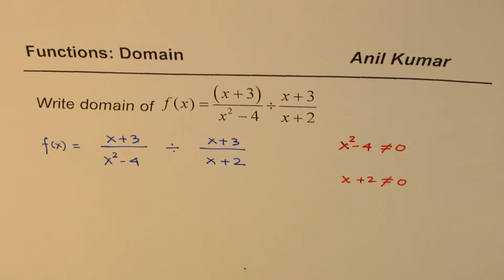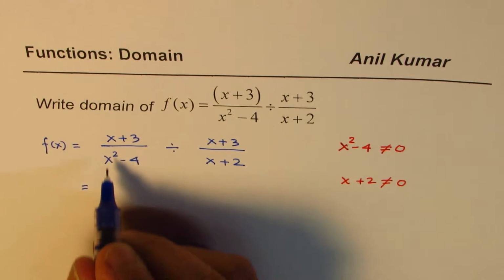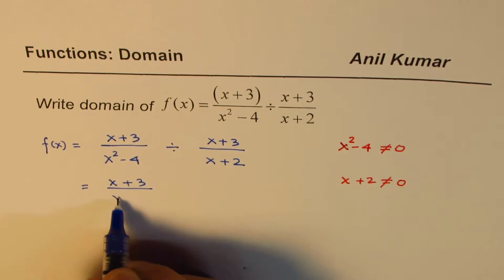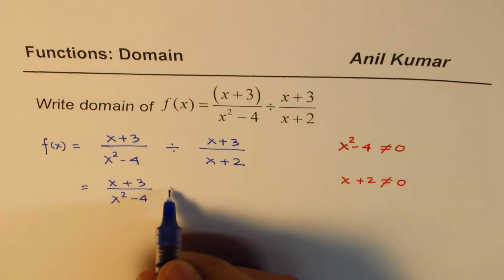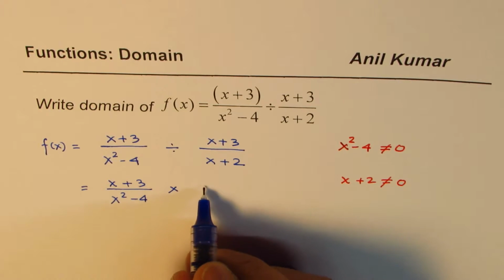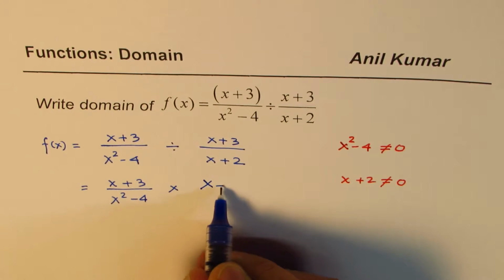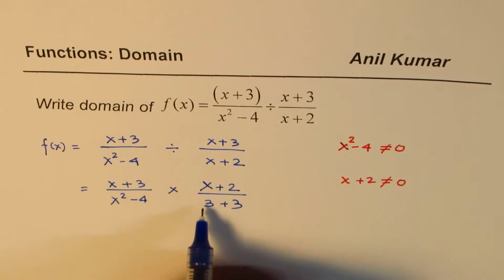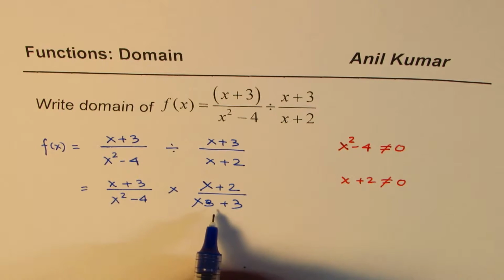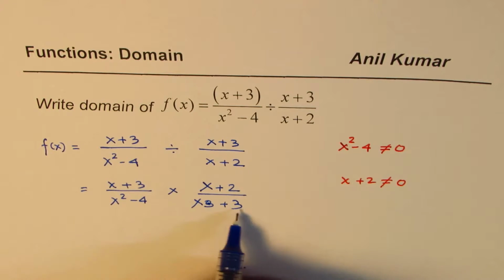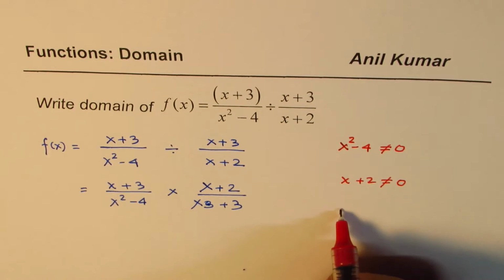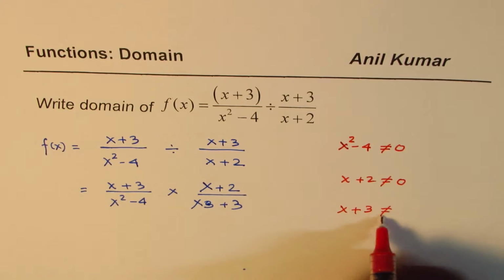Now let's further simplify this. You could always write this division statement as multiplication by the reciprocal. So in the next step, I'm writing this division as multiplication, and I'll flip this. So I'll get x plus 2 divided by x plus 3. Now you notice that x plus 3 has come in the denominator. Perfect. That cannot be 0, and therefore it adds to the list of restrictions. So we should say x plus 3 is also not equal to 0.